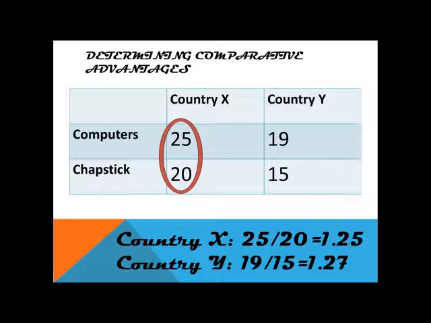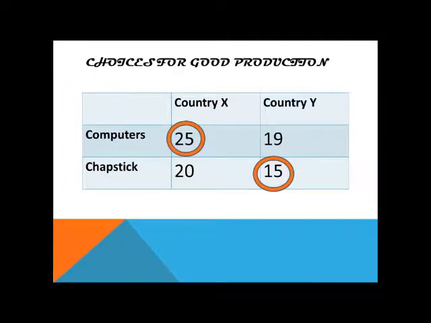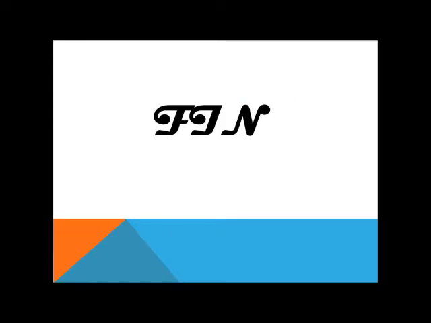of computers. As we see in these calculations, country Y sacrifices 0.02 more computers per tube of chapstick than country X. So, country X will produce computers and country Y will produce chapstick. And that is absolute and comparative advantage theory.